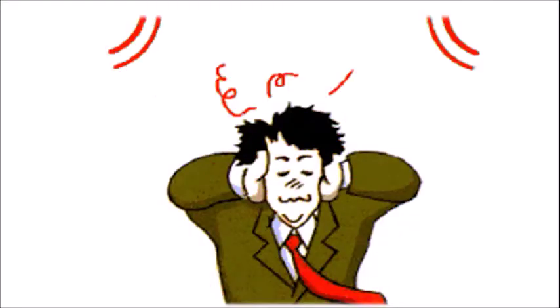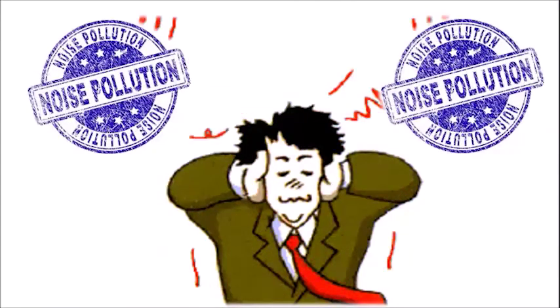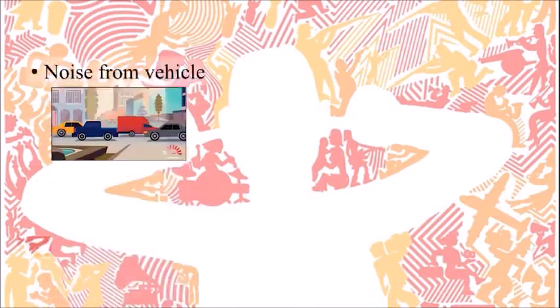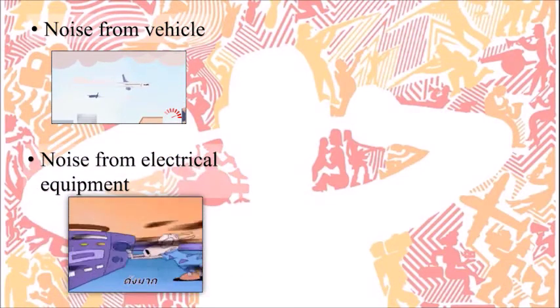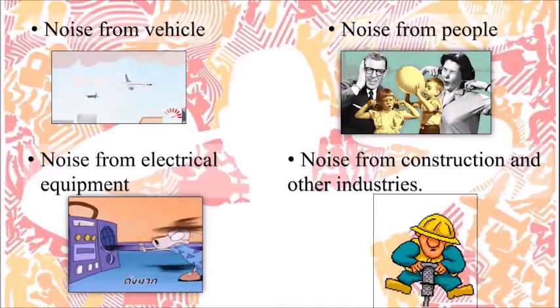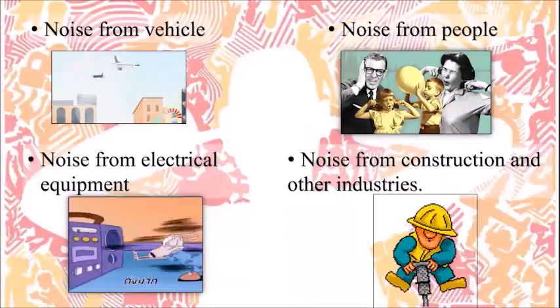The next kind of pollution in our list: noise pollution. Noise pollution refers to excessive noise in the environment that may cause hearing impairments, stress, irritation, fatigue, and tension. Excessive noise in the environment may come from different sources, such as noise from vehicle, noise from electrical equipment, noise from people, and noise from construction and other industries.